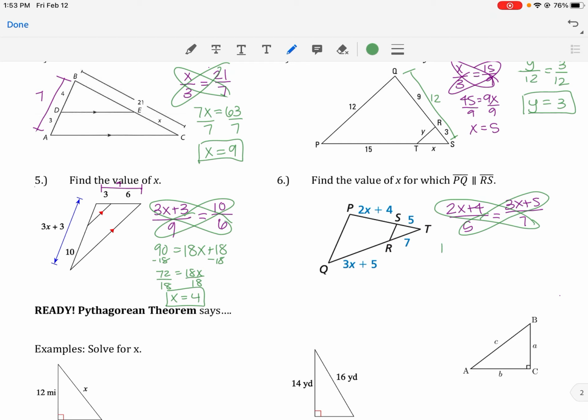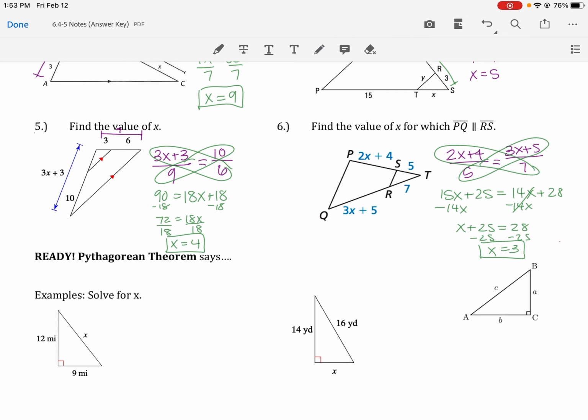So when you multiply 5 times 3x, you get 15x. 5 times 5 is 25. 7 times 2 is 14x. And 7 times 4 is 28. Go ahead and solve for x. So let's move the 14x to the other side to get x on the same side. x plus 25 equals 28. So then here, just subtract 25 from both sides. X equals 3.